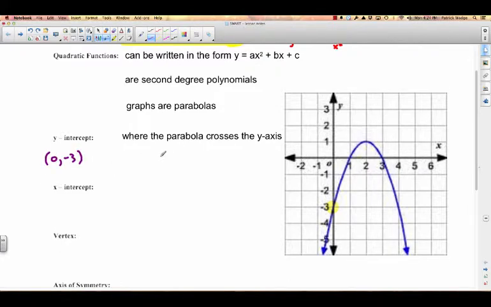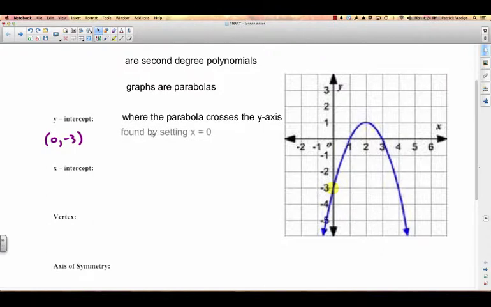It's probably a little safer to write this, or if it's really clear you're talking about the y-intercept, you could just say -3. Okay, how would you find the y-intercept if you just had the equation? Well, what you do is you set x equals 0.